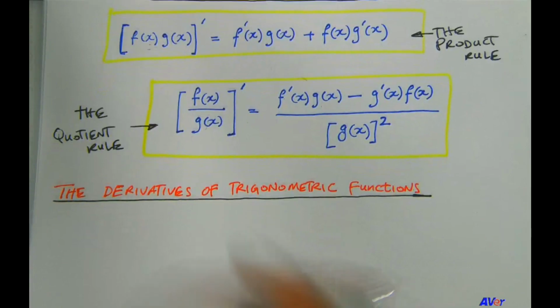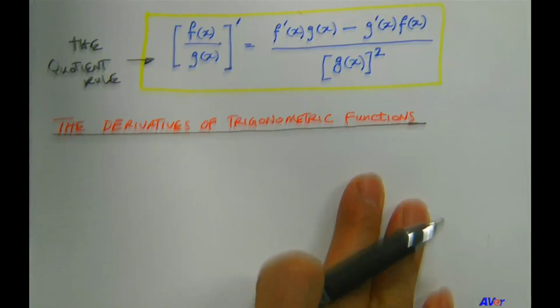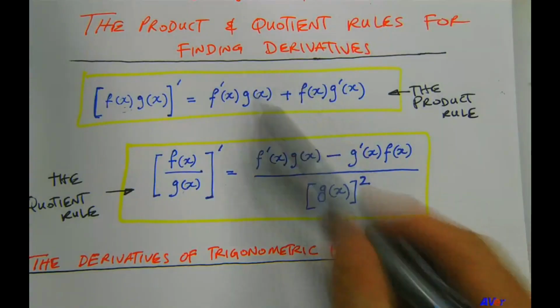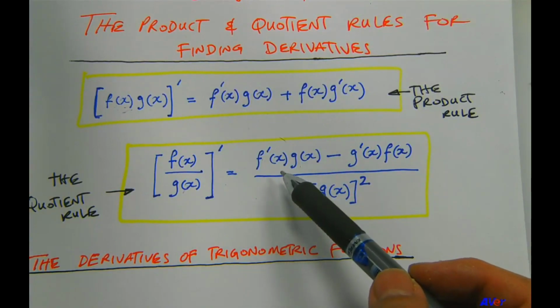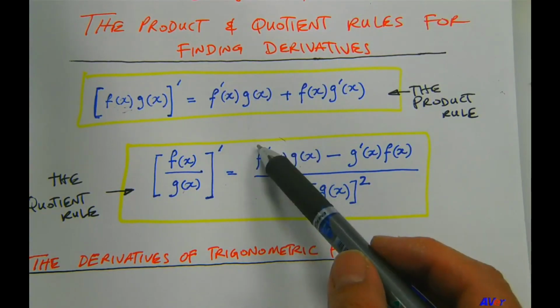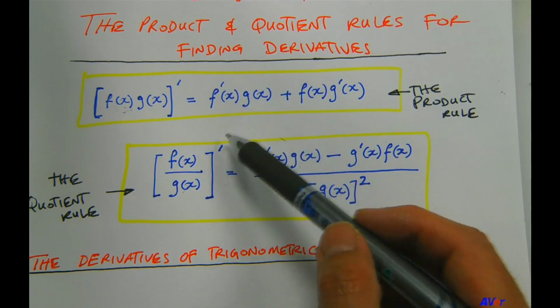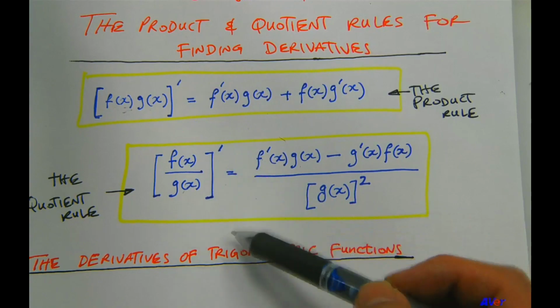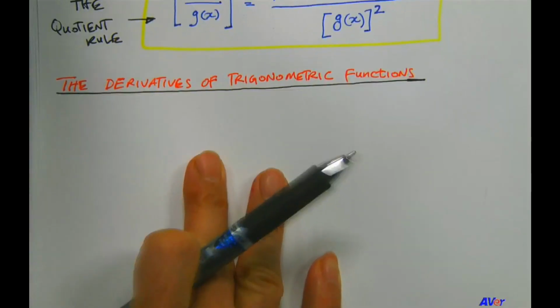Now, the derivatives of trigonometric functions are something that we also need to remember. So please make sure that you remember these operations. It may take you 10, 15 minutes to memorize this, but it's well worth your time because it's going to help you tremendously as we look at examples next. So next, the derivatives of a few trigonometric functions. Let's look at those.